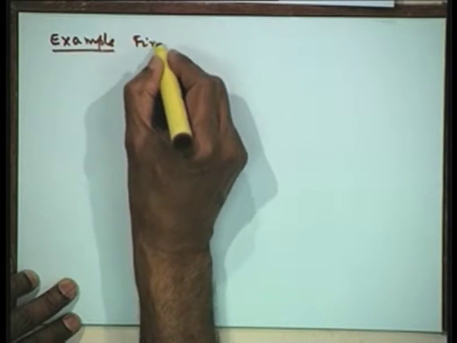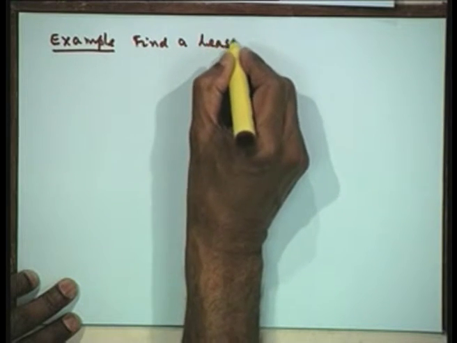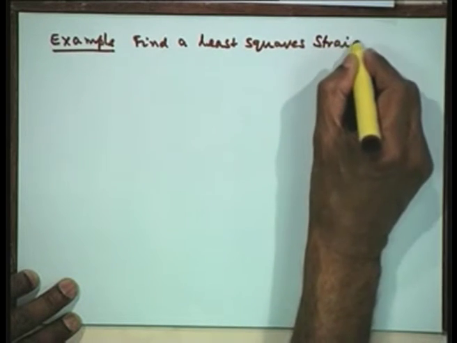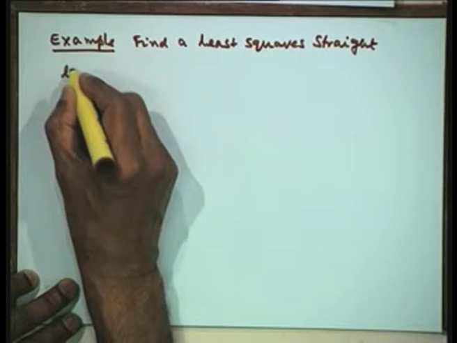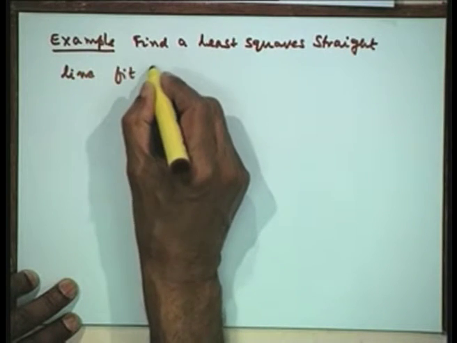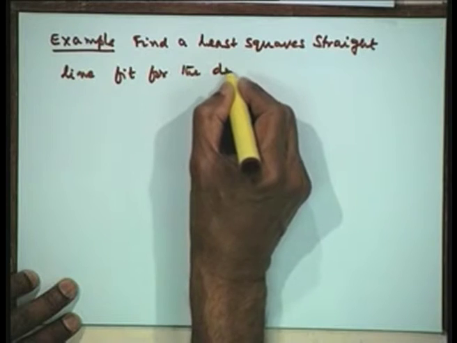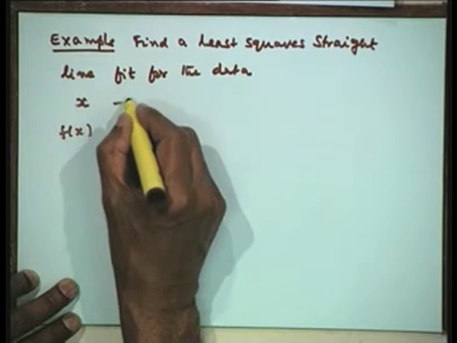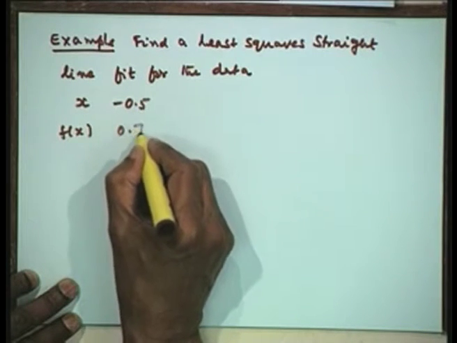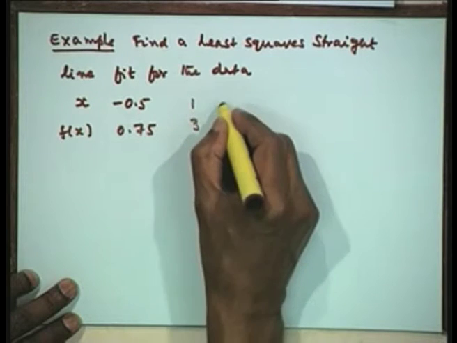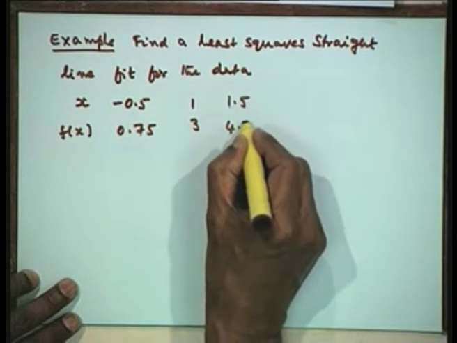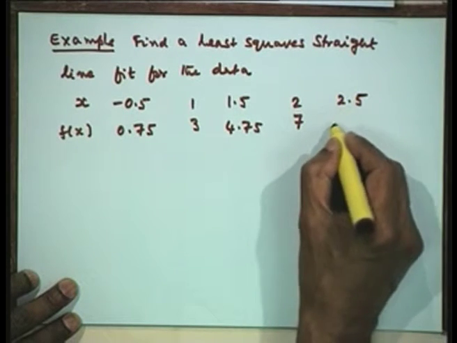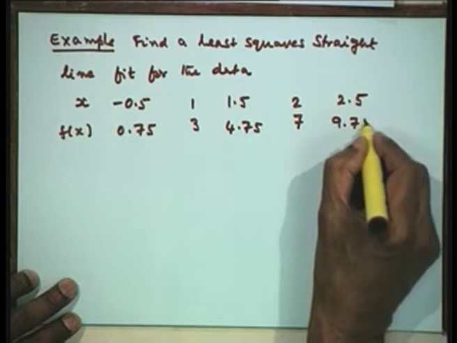Now, find a least square straight line fit for the data. x, f(x): 1, 3; 1.5, 4.75; 2, 7; 2.5, 9.75.